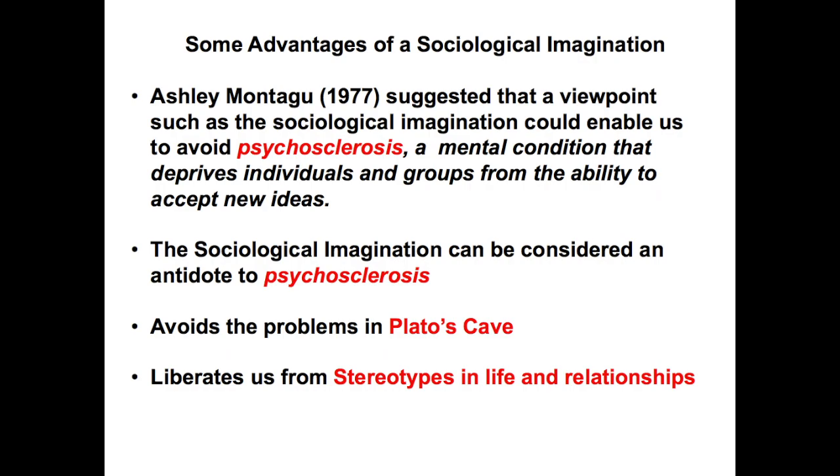Here are some advantages. Actually, Montague, a sociologist, said it enables us to avoid cyclosclerosis. He says that's a mental condition that keeps people in groups from accepting new ideas. It's a frozen mind. He says sociological imagination can help us to see things from other people's viewpoints. It helps avoid the problems of Plato's cave, where people were tied, imprisoned, and allowed only to see reflections, so they never saw the true nature of things. It liberates us from stereotypes, a good thing.